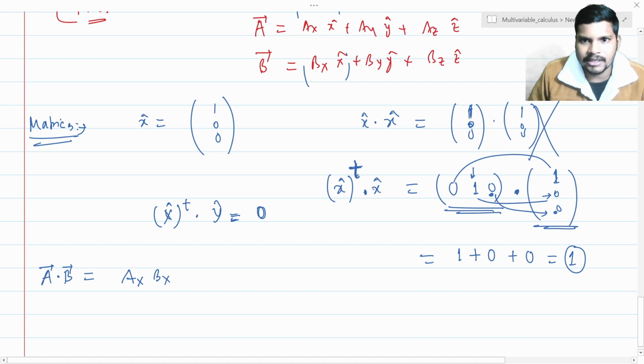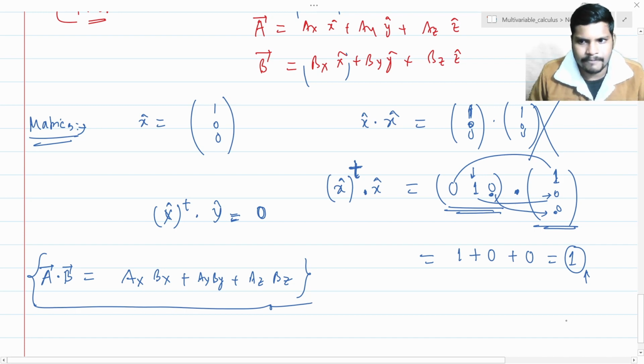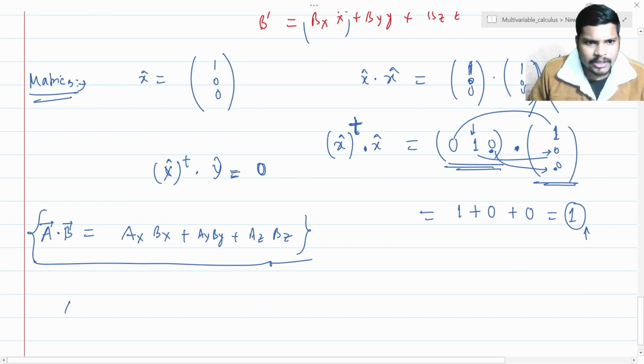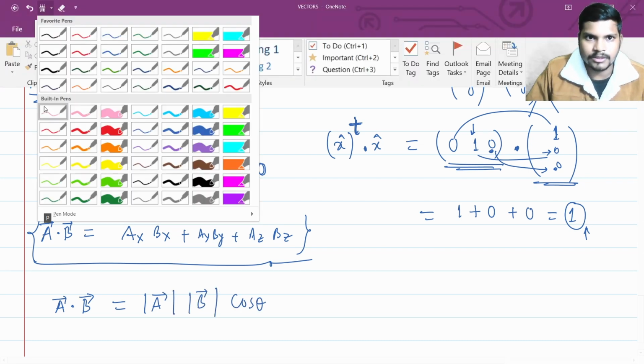Therefore, the surviving quantities would be the same ones, and I told you that x hat will give you 1. So I don't have to worry about anything: a y, b y, and a z, b z. So I have shown you how this works. Another way of thinking about why I am getting this is to use another definition: if I do the dot product, what I get is the magnitude of a, the magnitude of b, and the angle between them, which is cos theta.